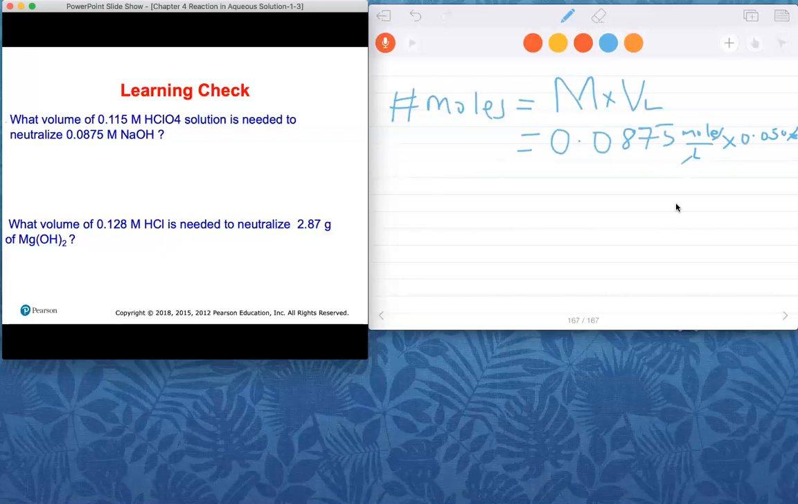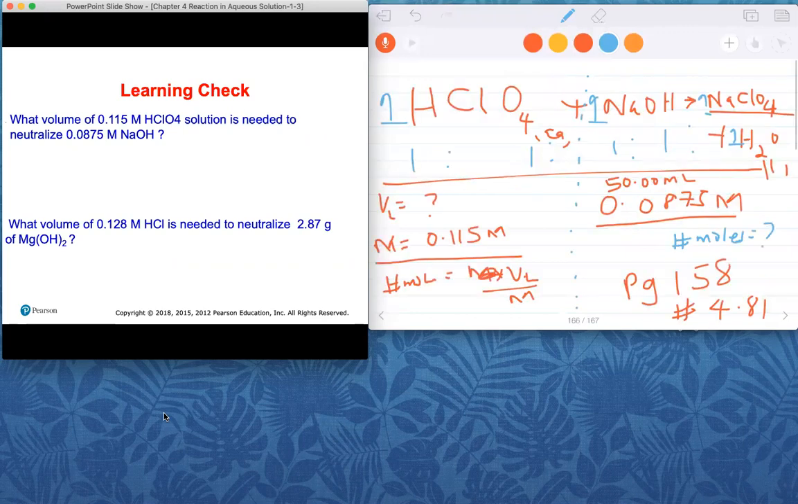Why am I doing this? So that I can use the mole ratio. The number of moles is 0.0875 times 0.050, and here is the number of moles: 0.004375 moles of NaOH. I use the information given for NaOH to find the number of moles. So I know the number of moles.